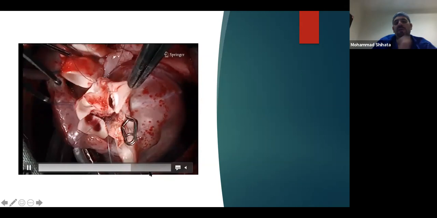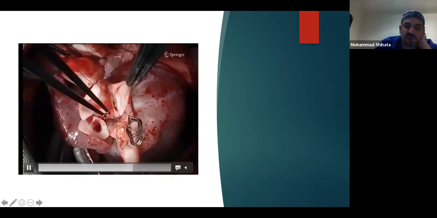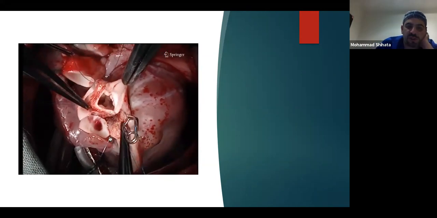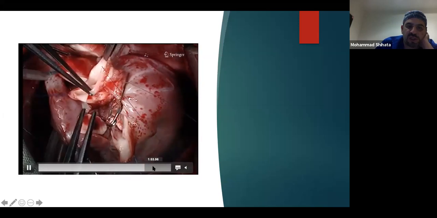And this is just the completion of the coronary button anastomosis. Maybe we can skip through that a little bit.